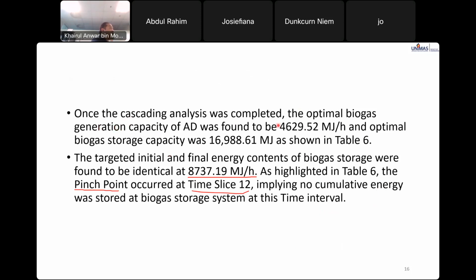Once the cascading analysis was completed, the optimal biogas generation capacity of the anaerobic digester was found to be 4,630 megajoule per hour, and the optimal biogas storage capacity was 16,988. Referring to table 6, this is in time slice 21. Similar to table 5, time slice 21 has the highest value as well.